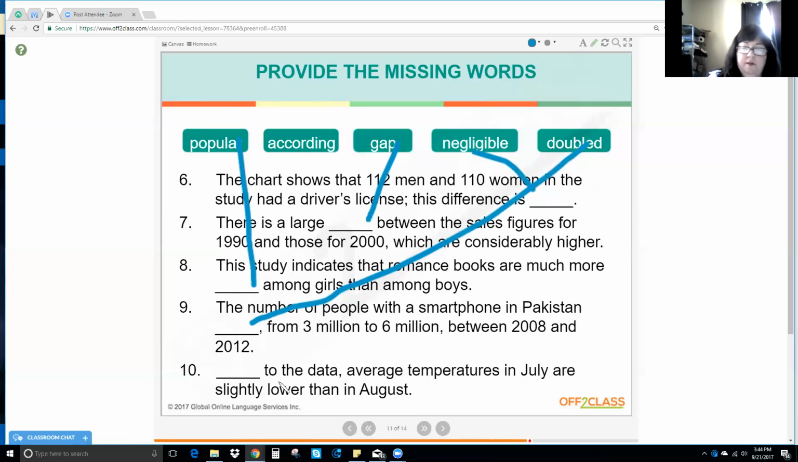Okay. Blank the data, average temperatures in July are slightly lower than in August, according to the data. What we see in the data is that, according to, pursuant to, as shown here by the data. So it's not always one word, it might be a phrase that you use.